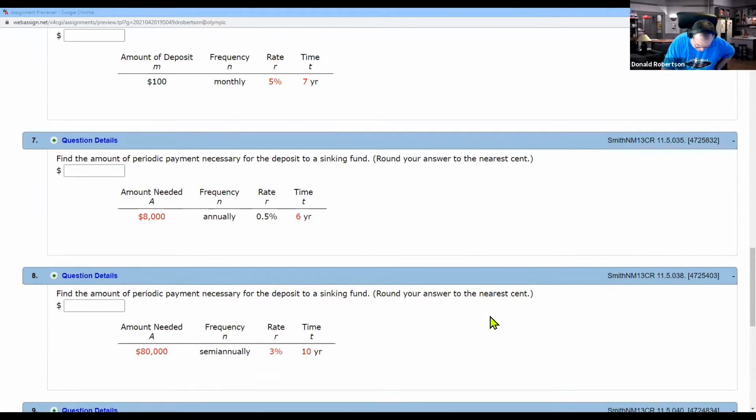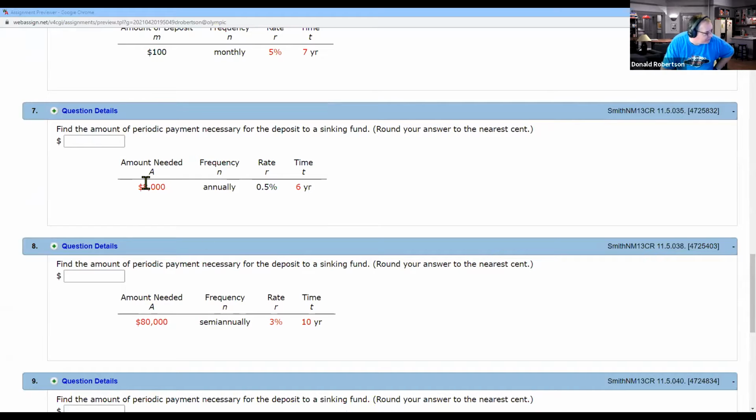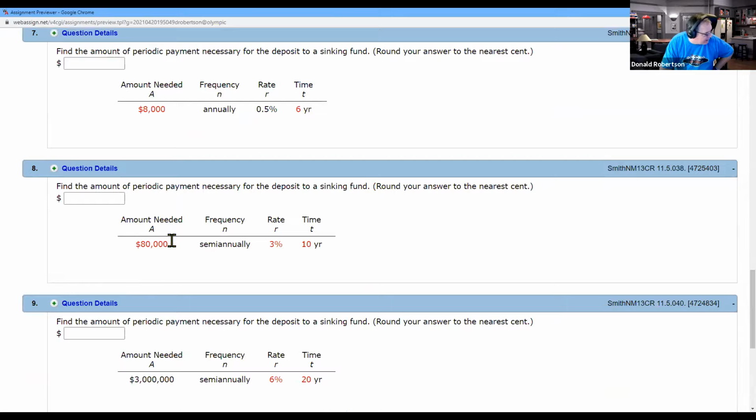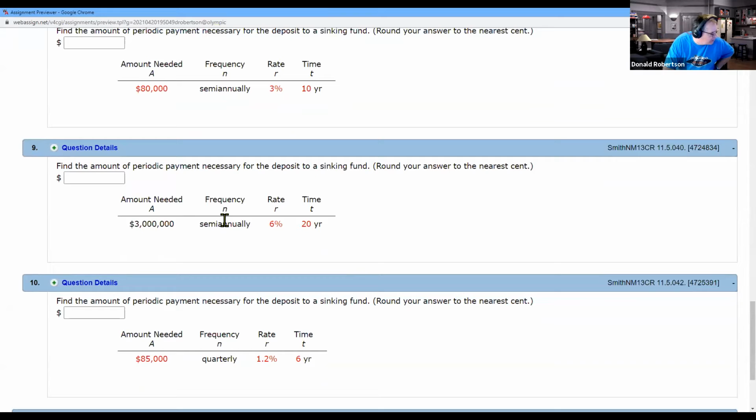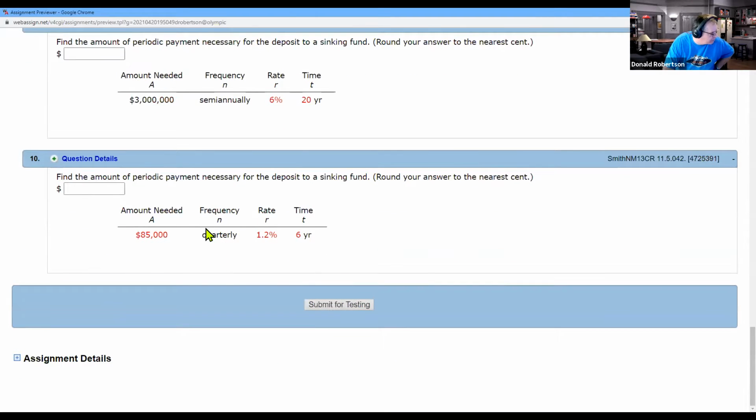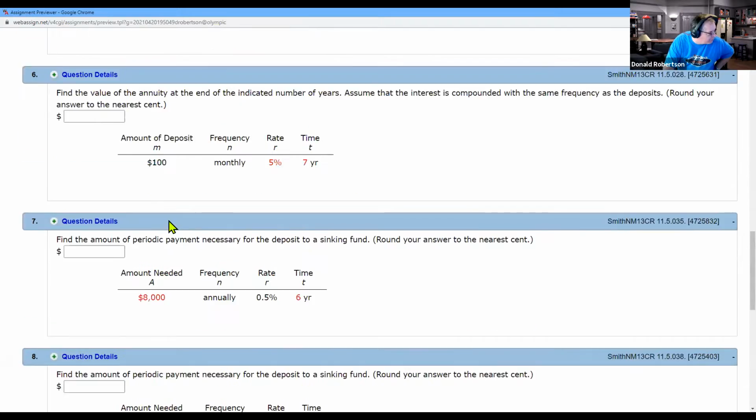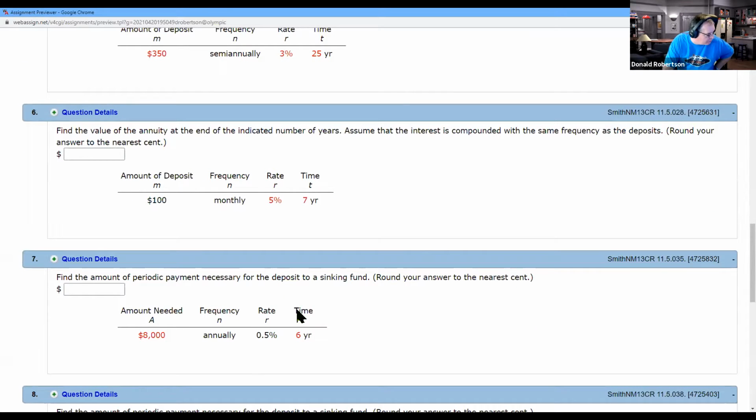So if I start at the first question, question 7, can you see they just tell you everything you need to know in a little table and the answer goes up there? And the answer that they're talking about is M. So can you see in this one, it's going to be 80,000. It's semi-annually. Doesn't that mean N equals 2, twice a year? Semi-annually, 3%, 10 years. Another one is quarterly, so N would be 4, exactly. But in every single one of the questions, they really don't have a story worth talking about.